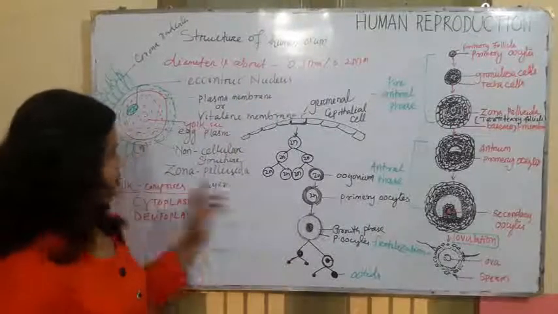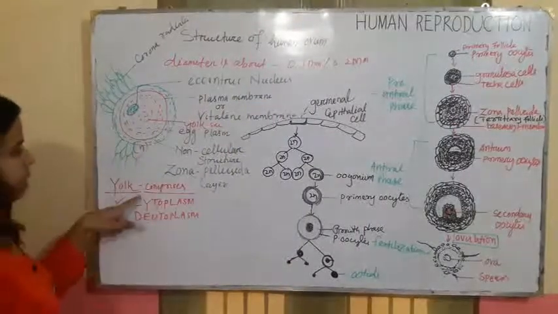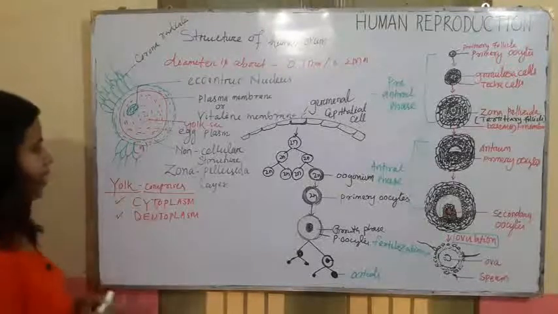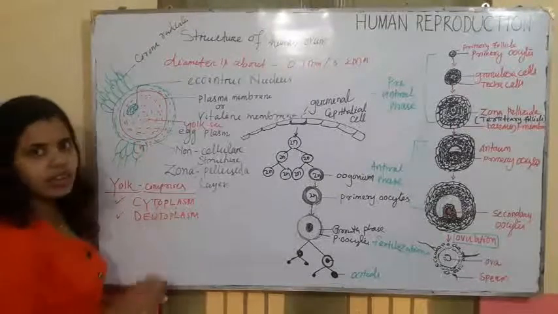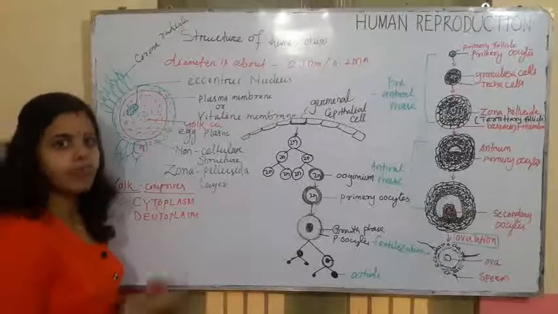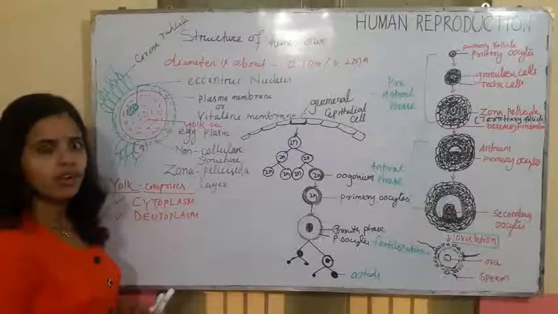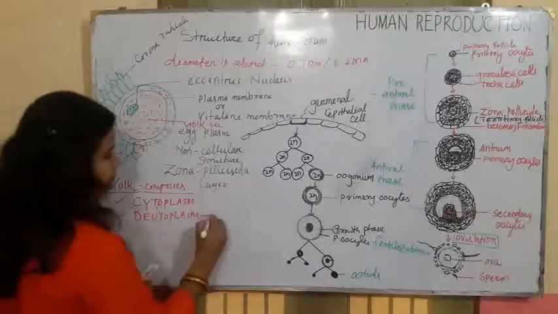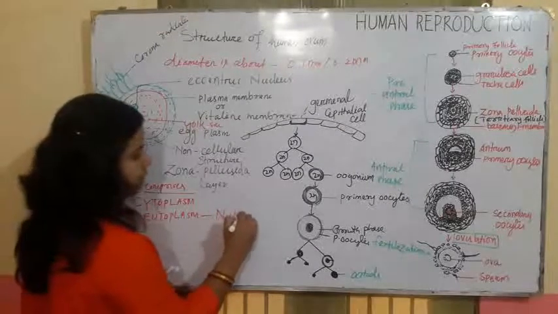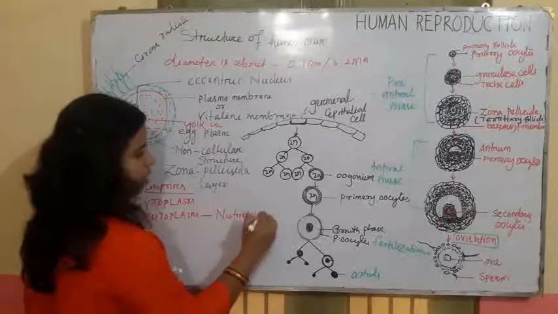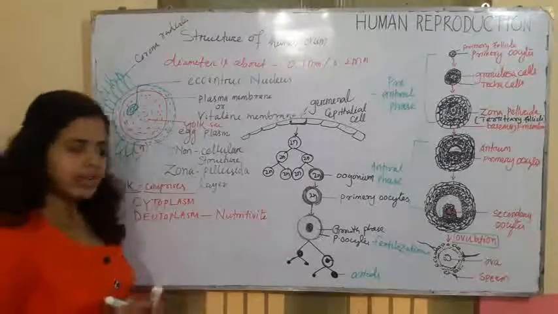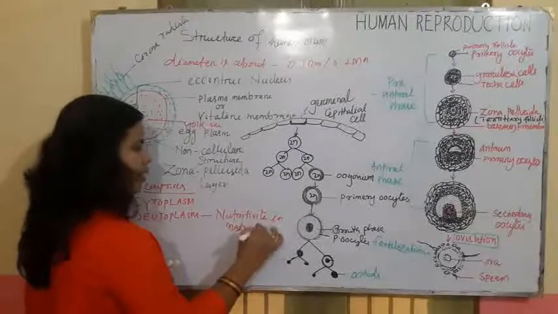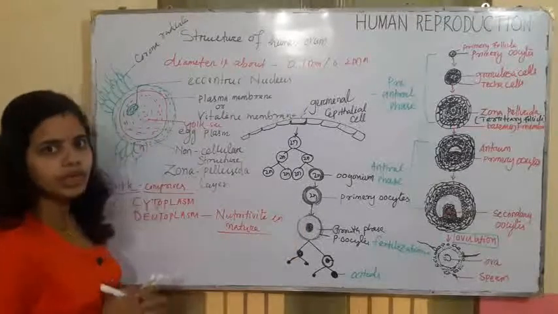Okay. So the yolk which is present mostly contains the cytoplasm and deutoplasm. Cytoplasm consists of cell organelles which are very much required for further development, the fertilization process and all. And deutoplasm is more nutritive in nature, meaning more amount of nutrition is present.